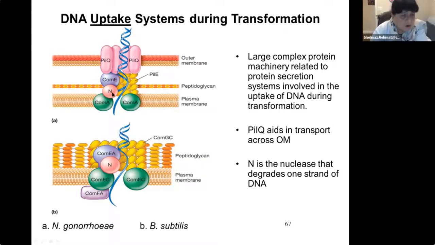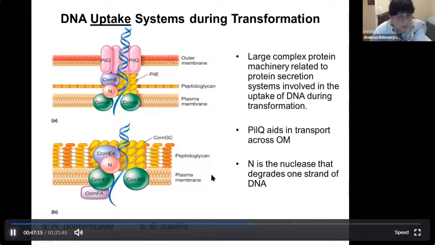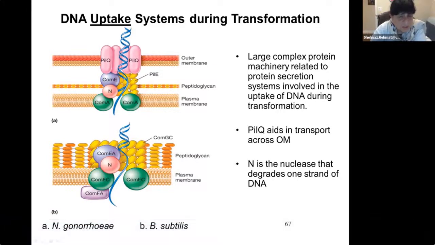So there are some elements that are common and some are different in these two, gram-positive and gram-negative. The large protein machinery related to the protein secretion system is involved in the uptake of DNA. PilQ is an important one, which transports across the outer membrane. It is not found in gram-positive bacteria because there is no outer membrane, so PilQ is not there. But the ComE, A, and others are there.